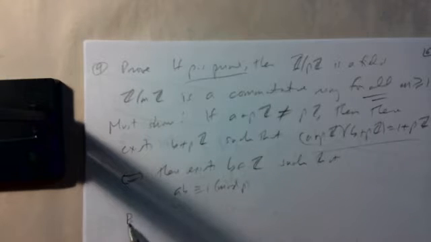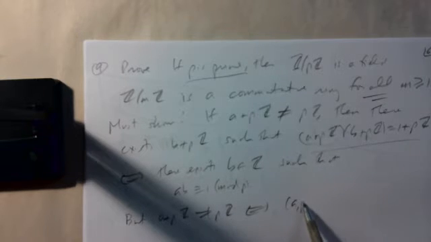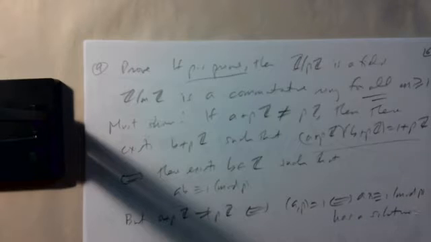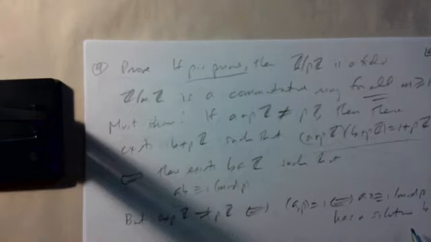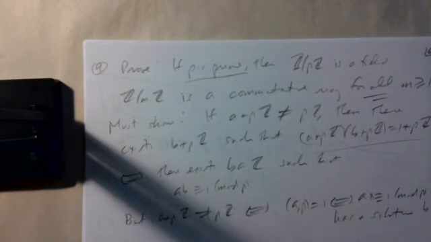But A plus PZ not equal to PZ means exactly that A and P are relatively prime, which means exactly that AX congruent to 1 mod P, this congruence, has a solution, which we can call B. And if you can solve this congruence, every non-zero congruence class is invertible. So that's all you have to do.